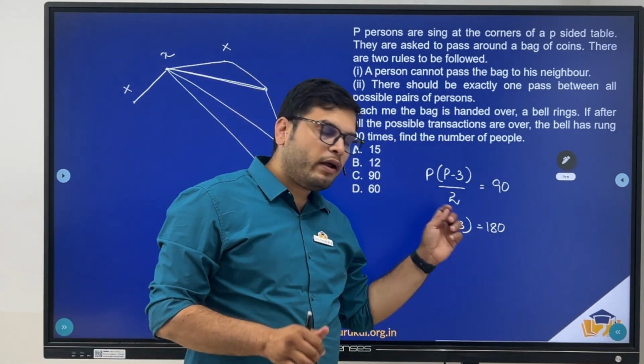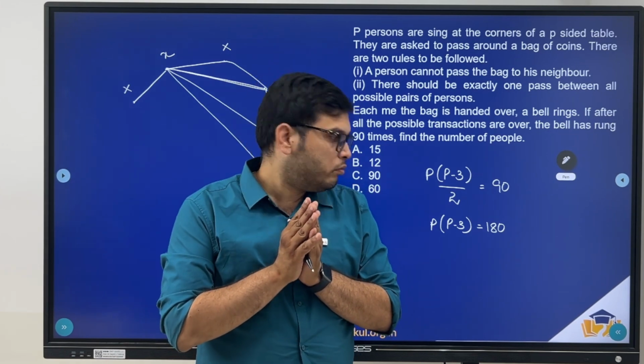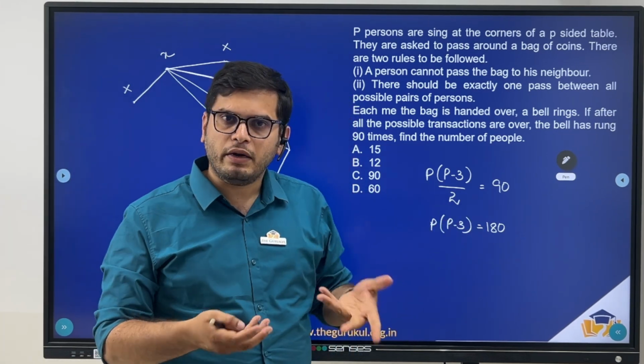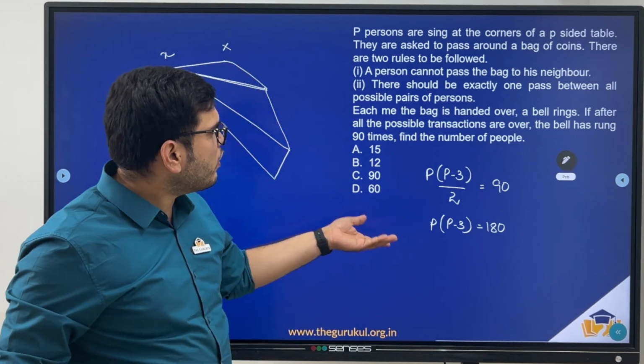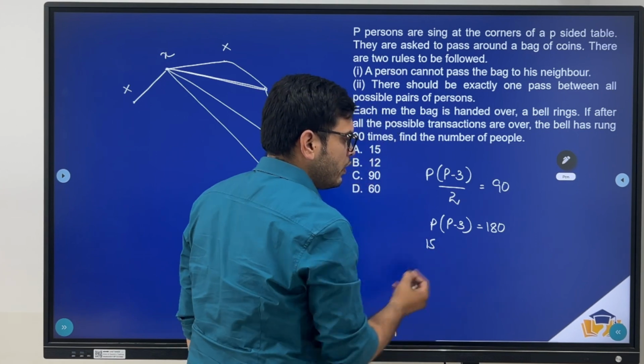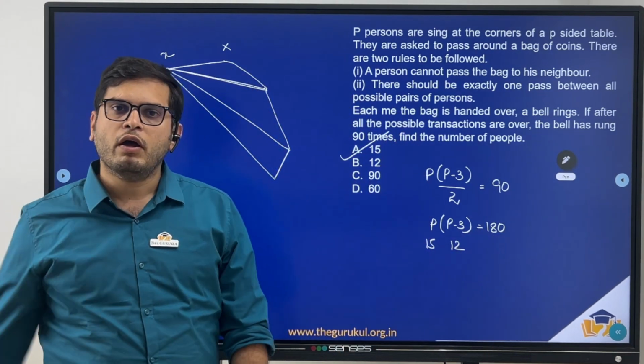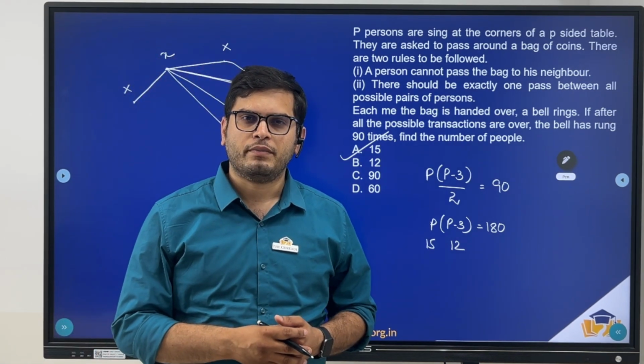Now we need to write 180 as a product of 2 numbers such that the difference is 3, right? P and p minus 3, difference is 3, right? So what is that number? Or you can just verify through options, right? So if p is 15, p minus 3, 12. 15 into 12, 180. Yes, so the value of P has to be 15.